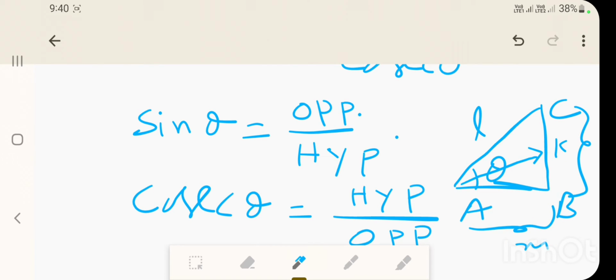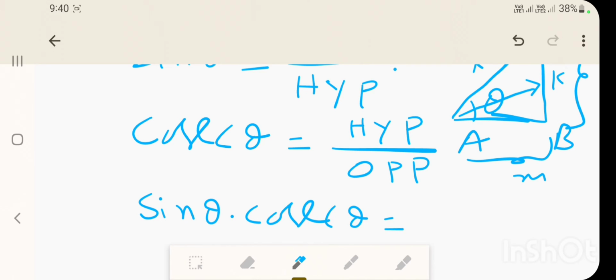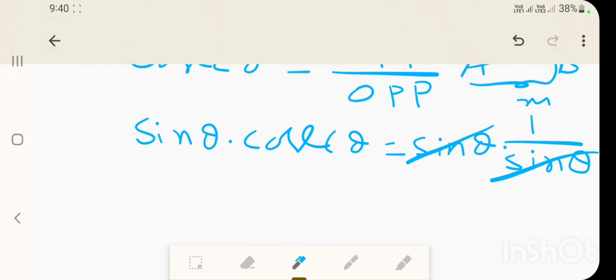Now if you multiply these two, that is sin theta into cosecant theta, because cosecant theta is 1 by sin theta, the sin theta in the denominator and the numerator will get cancelled, and we get 1. So this is one of the relations: sin theta into cosecant theta is equal to 1.